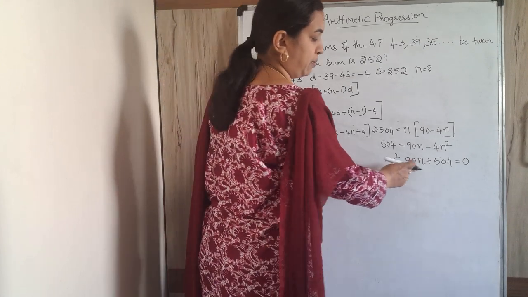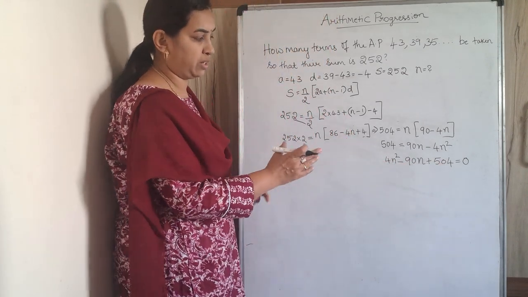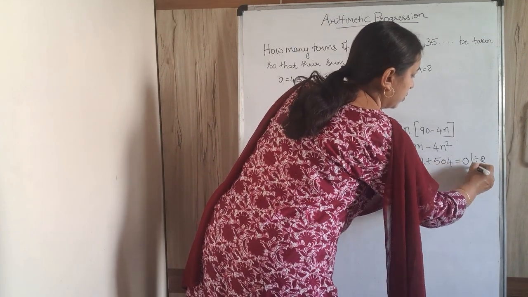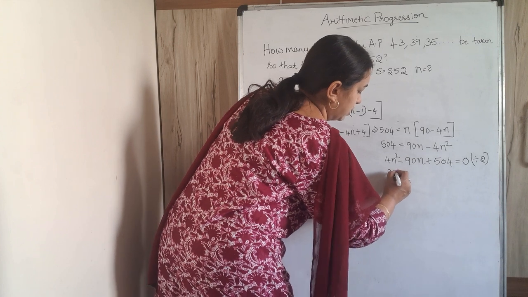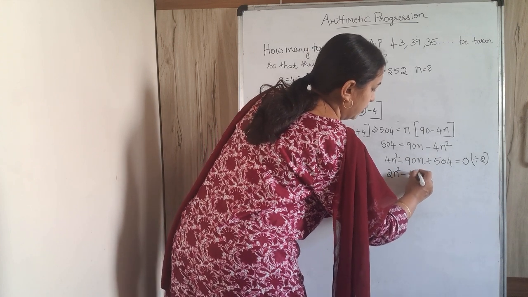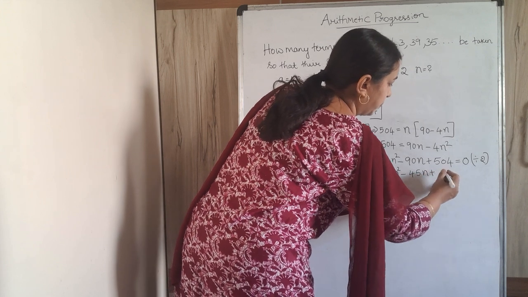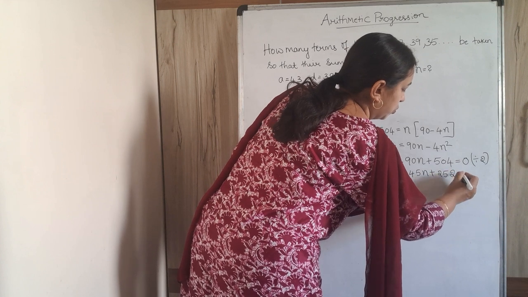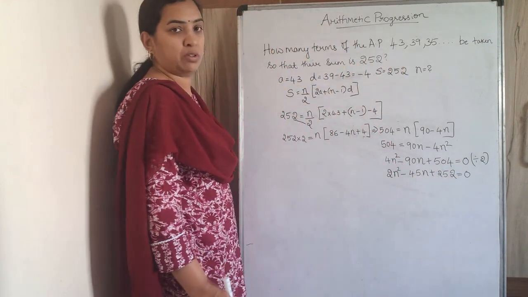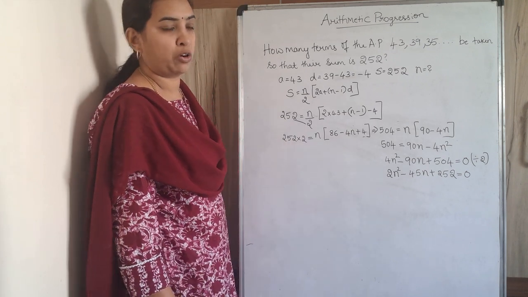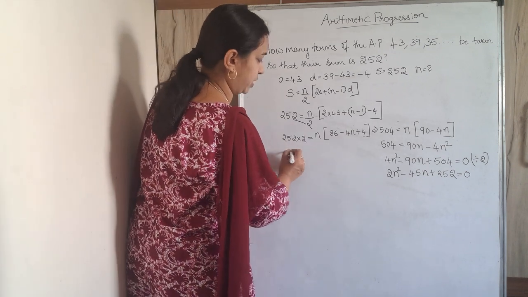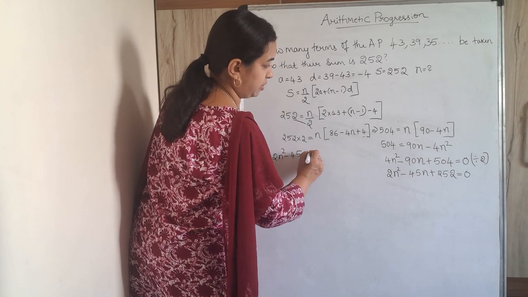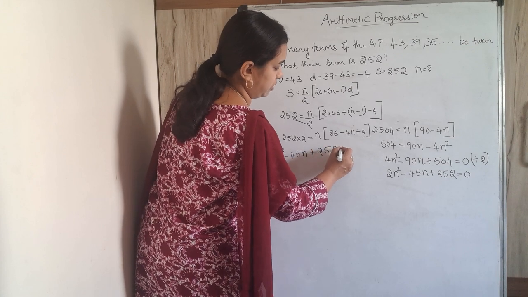See, all the terms are divisible by 2. So I will divide it by 2 so that the equation becomes simpler. So this becomes 2N square minus 45N plus 252, which is equal to 0. Now we need to solve this equation in order to find out the value of N. So I'll solve it here. It will be 2N square minus 45N plus 252 is equal to 0.